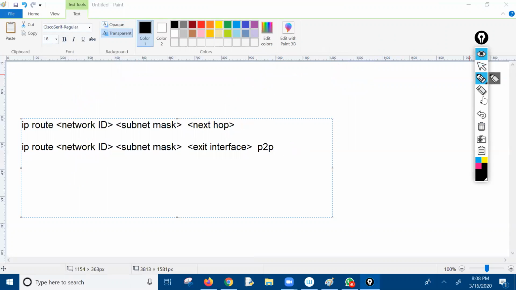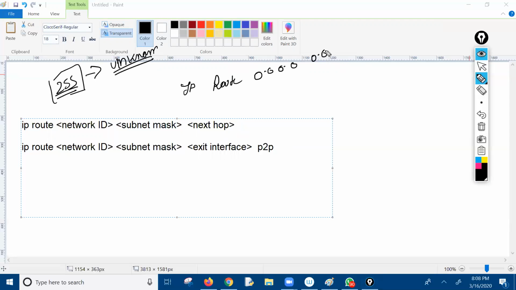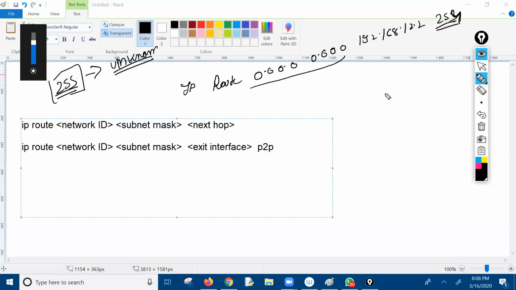Then after that we have seen that if you make the AD of the static route 255, the router is not going to install that information in the routing table, because this AD is known as an unknown route. So for example, if I say IP route, just a default route towards the ISP, 0.0.0.0 0.0.0.0, with the next hop information 192.168.12.2, and I make the AD 255, this route will not be installed in the routing table. If I give 254, then the router will install this route in my routing table. Clear?